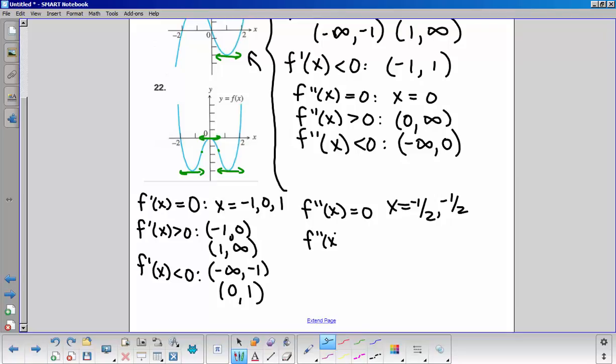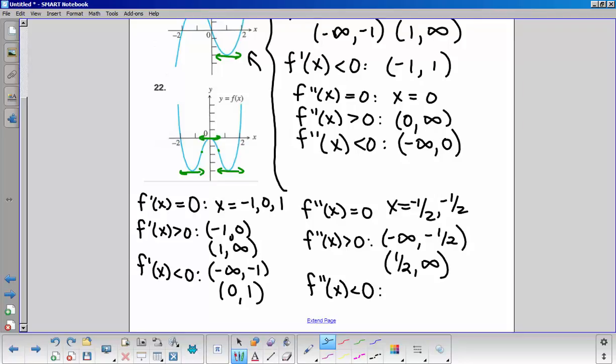F double prime of x is greater than 0. That means I'm concave up from negative infinity to negative 1/2, and then 1/2 to infinity. Good. And then I'm concave down where the second derivative is negative: -1/2 to 1/2, yes. Okay?